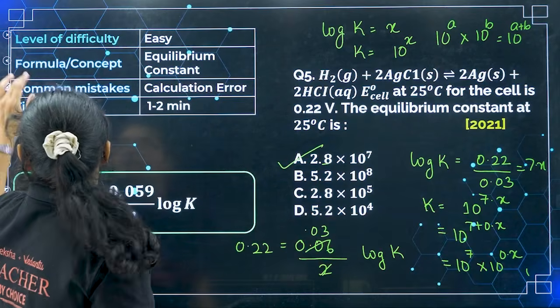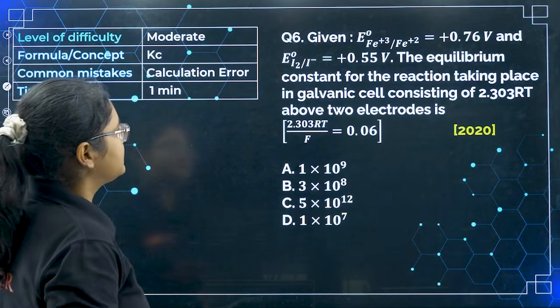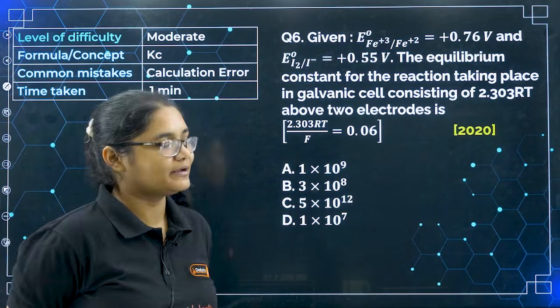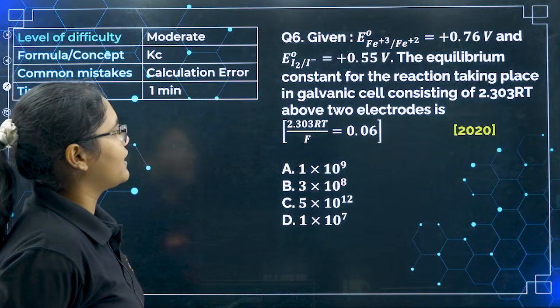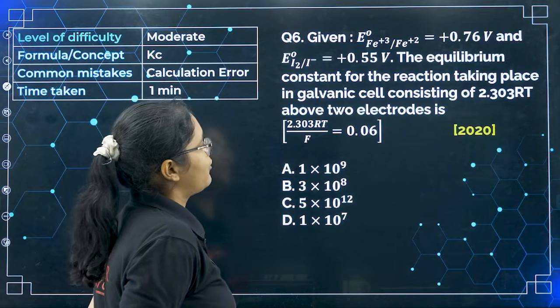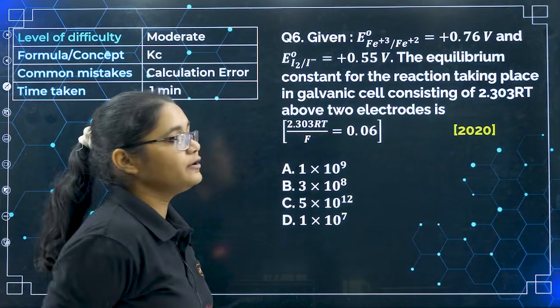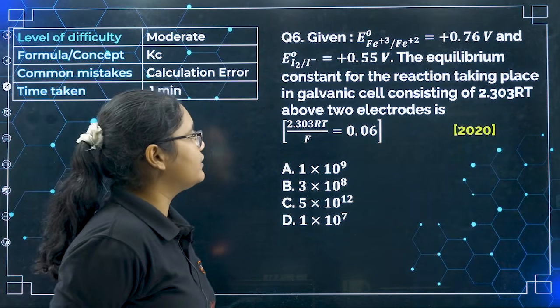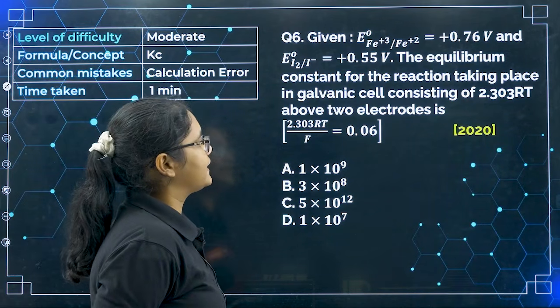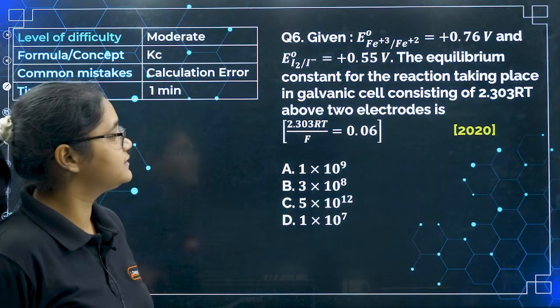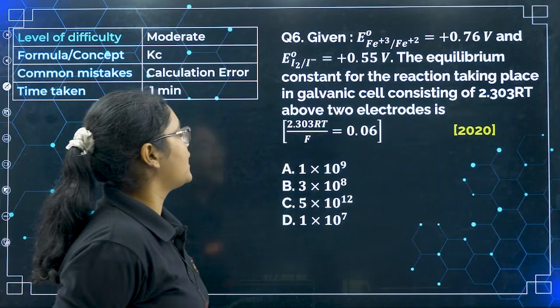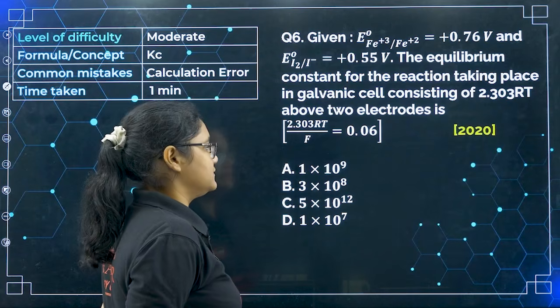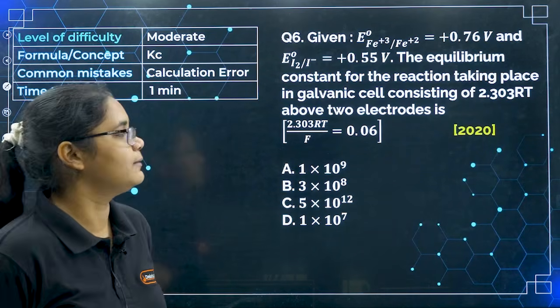Okay, next we'll move to question number 6. This is from the 2020 paper. E naught value for Fe+3 to Fe+2 is given as 0.76, and E naught value for I2 to I minus is +0.55 volt. The equilibrium constant for the reaction taking place in the galvanic cell consisting of the above 2 electrodes is. Okay, so you have to find the equilibrium constant.